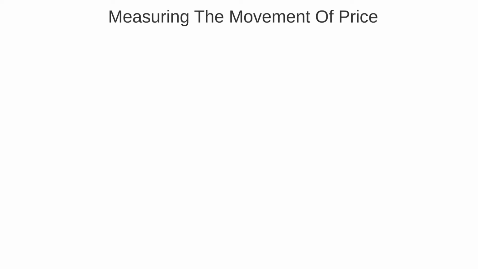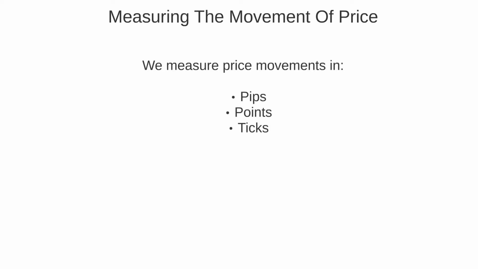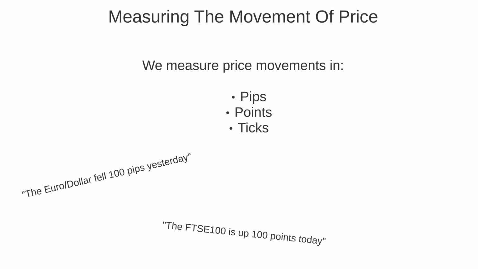Typically, we measure price changes in pips, points and ticks. You may have heard other traders say something like, the euro dollar fell 100 pips yesterday, or the FTSE 100 is up 100 points today, or if the Dow ticks down, then I'm out, and wondered what they meant. Pips, points and ticks are simply measures of price movement within a market. However, understanding how much movement is equal to 1 pip, 1 point, or a tick can be confusing.